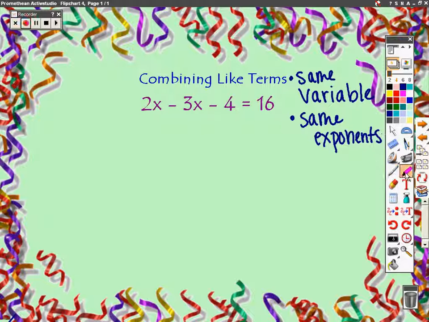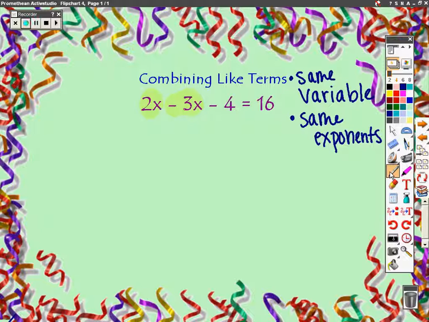And where can I find like terms? Well, over here I see that I have a 2x. And what other term has an x in it? Well, this one right here. When I look at this term, I'm going to include the sign in front of the term. So when I put these together, I have 2x and a negative 3x.